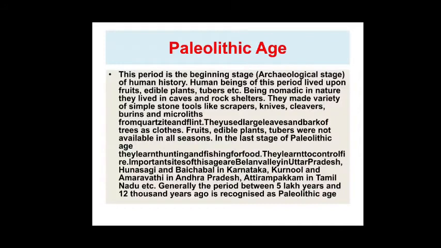You can understand, children. The Paleolithic Age is also the Stone Age. The first human beings can be identified here, hunting. These are pictures of the Paleolithic Age. In this period, in the beginning stage of human history, human beings lived upon fruits, edible plants, tubers, etc. Being nomadic in nature, they lived in caves and rock shelters.